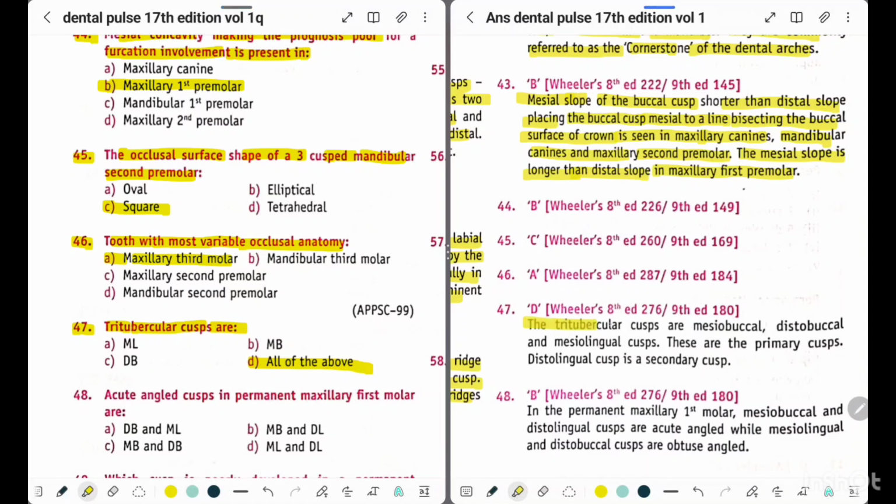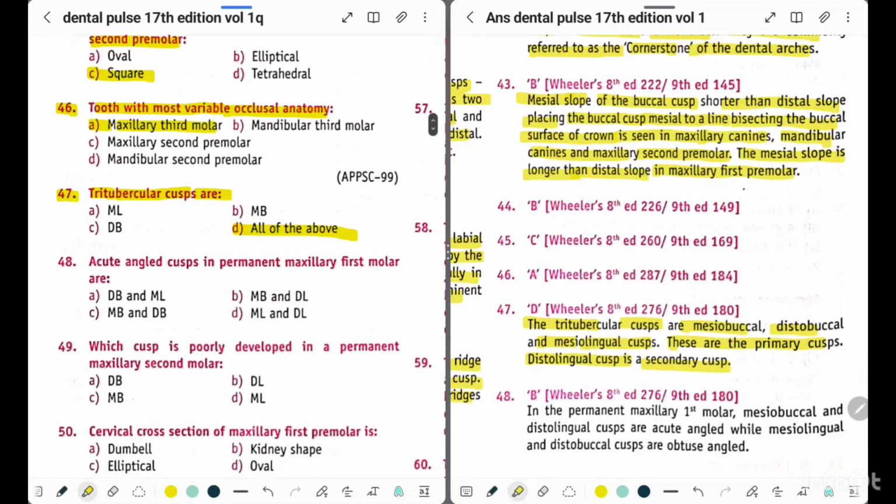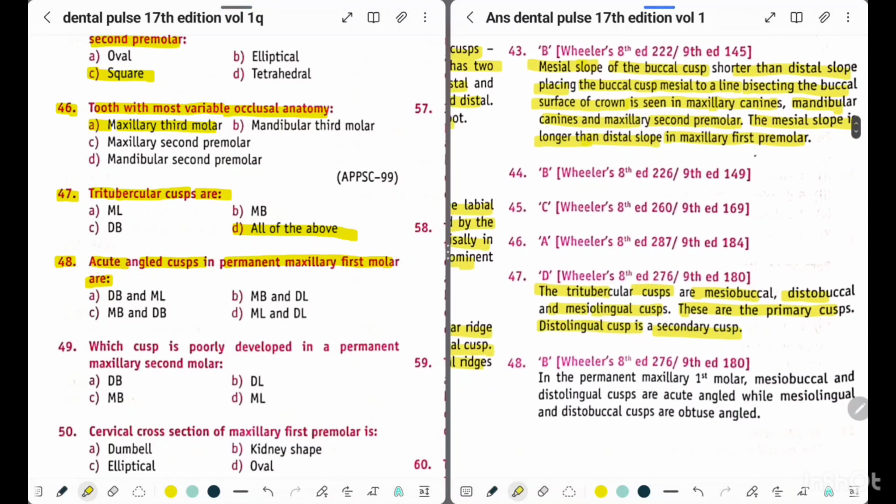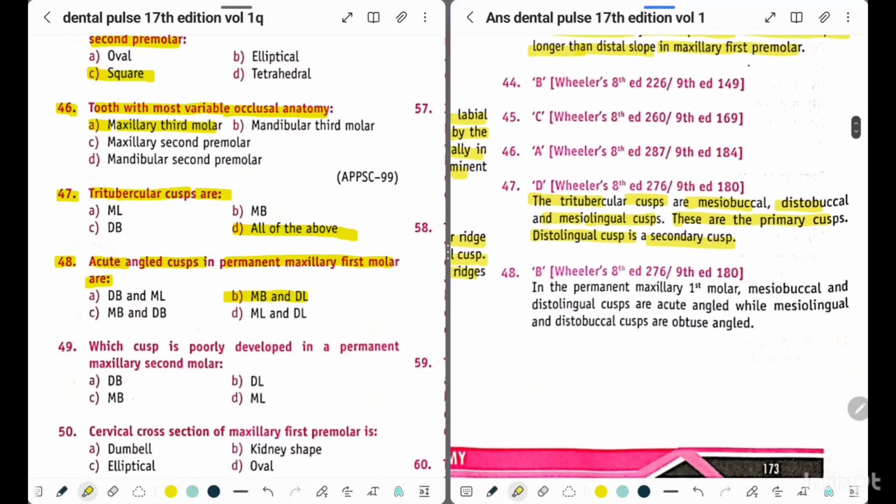The tritubercular cusps are mesiobuccal, distobuccal and mesiolingual cusp. These are the primary cusps. Distolingual cusp is the secondary cusp. Question 48. Acute angled cusps in permanent maxillary first molar are. Answer is mesiobuccal and distobuccal. Its explanation is: in the permanent maxillary first molar, mesiobuccal and distobuccal cusps are acute angled, while mesiolingual and distolingual cusps are obtuse angled.